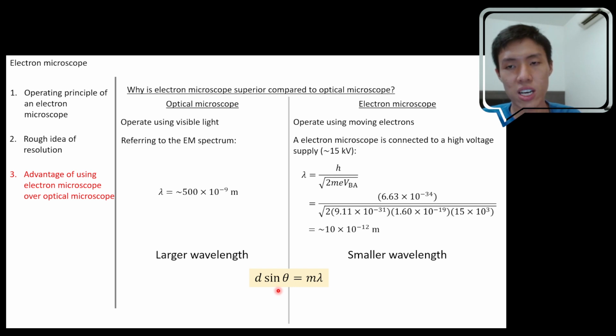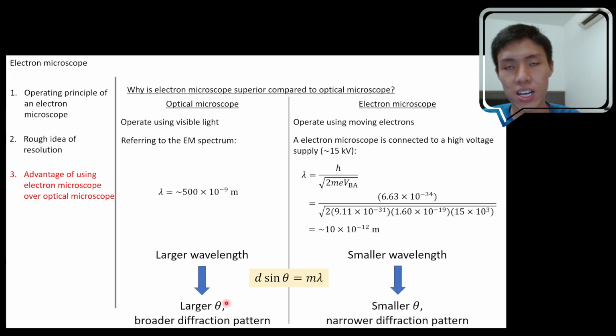Okay, so you should expect that for an optical microscope, you have a larger theta, meaning your diffraction spreads out wider, so you have a broader diffraction pattern. But for an electron microscope, because your lambda is smaller, your theta will be smaller. Again, your m is fixed, your d is fixed, so a smaller wavelength means a smaller theta. Smaller theta means your diffraction pattern only spreads out by a little. So you get a more localized, narrower diffraction pattern.